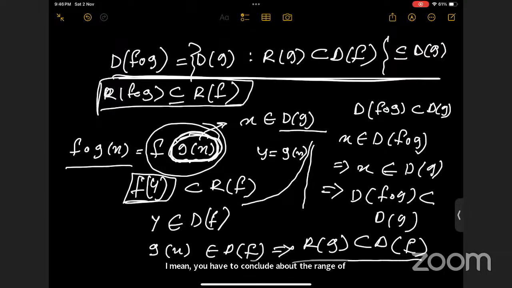Okay, so you may have this type of question in your exam too. You may have to calculate the range and domain of some function. So always you have to do this type of thing. And once you have the range and domain of a function, then you can calculate the range and domain of the composite function too.